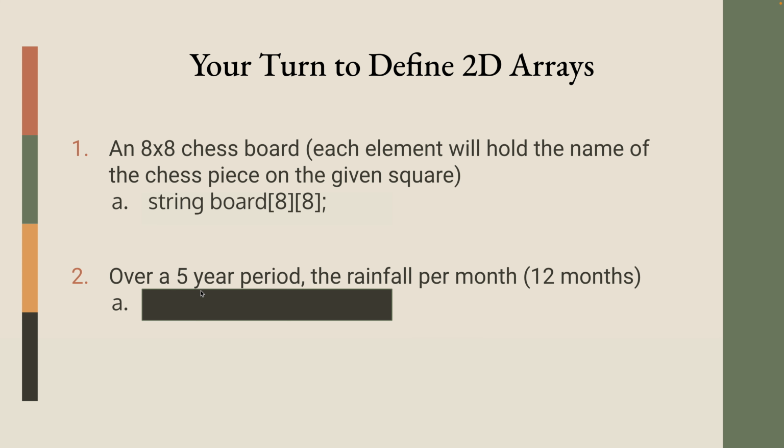Okay, and then over a 5-year period, the rainfall per month. So this will be something like 5.4 inches of rain in November. So double rainfall, and maybe 12. Yeah, 12 by 5, or 5 by 12. This one's personal preference. On an exam, I'd make it clear what should be the rows and what should be the columns. Or if I don't make it clear, you can do it either way. Okay. Questions here?